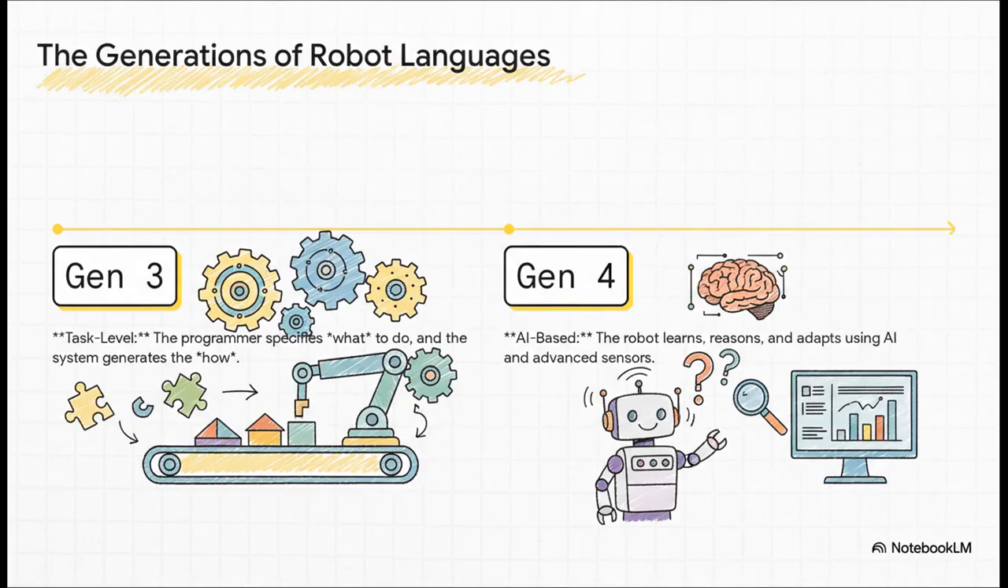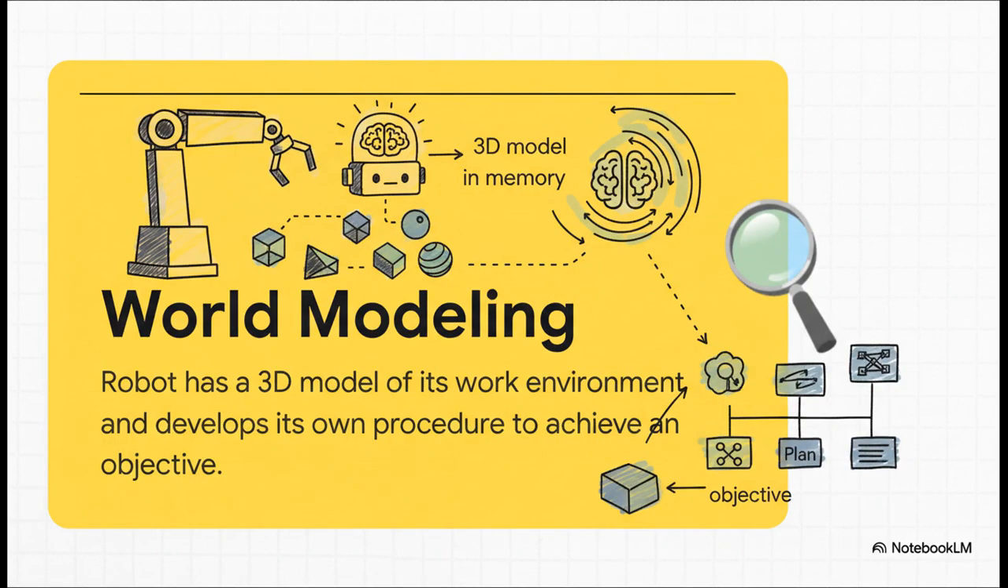So that brings us to the third generation, what we call task-level languages. Here, the whole mindset shifted. Instead of programming every single tiny movement, the programmer just defines the overall task. You tell the robot what to do, like assemble this gearbox, and the system is smart enough to figure out how. And Generation 4? That's where we're headed now. It's all about full-on AI, where the robot can learn, reason, and adapt all on its own. And this right here is where all of this is leading. The whole idea of world modeling is a cornerstone of what's next. Imagine the robot has a perfect 3D model of its entire workspace stored in its memory, kind of like a map in a video game.